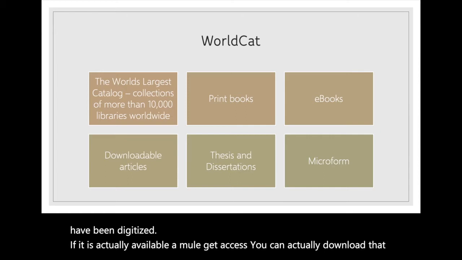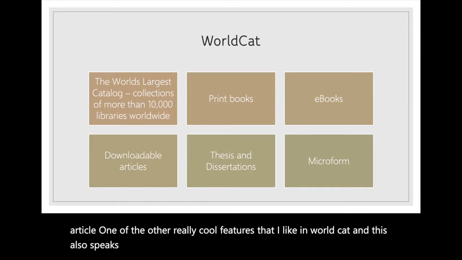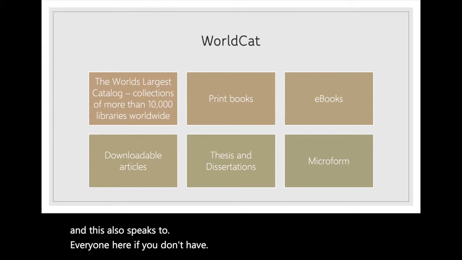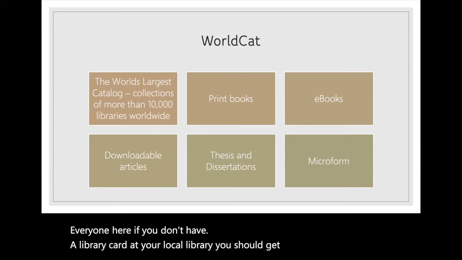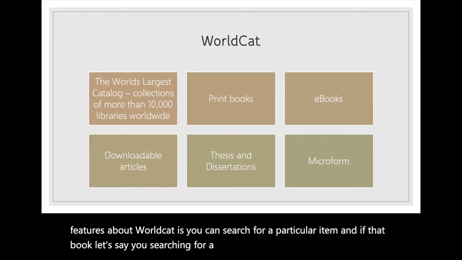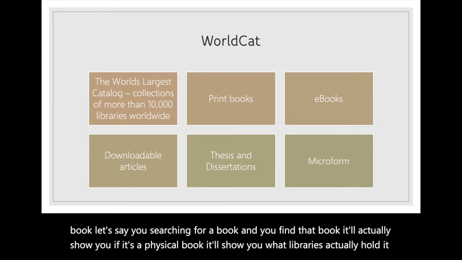One of the other really cool features that I like in WorldCat, and this also speaks to everyone here, if you don't have a library card at your local library, you should get one. One of the cool features about WorldCat is you can search for a particular item, and if you find that book, if it's a physical book, it'll show you what libraries actually hold it within your zip code area.